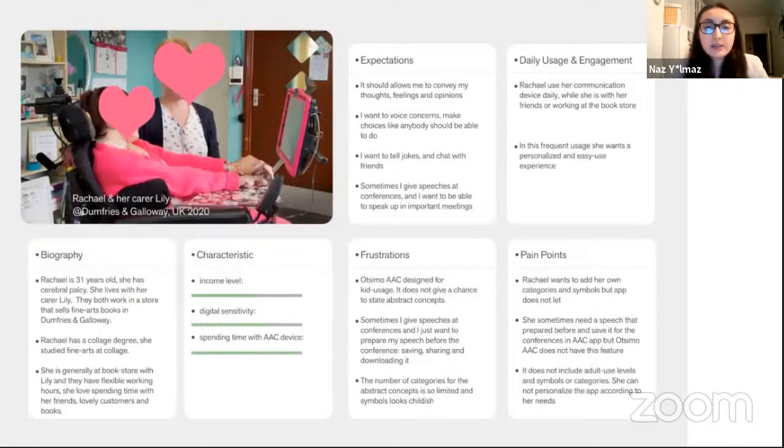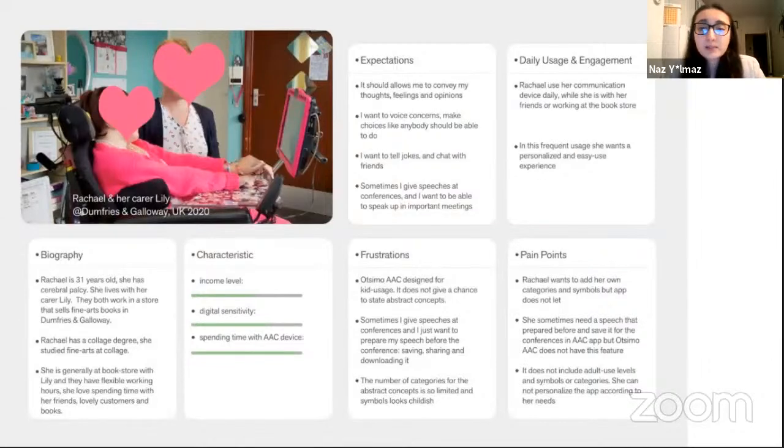Rachel and her carer Lily, as expectation: it should allow me to convey my thoughts, feelings, and opinions. I want to voice concerns, make choices like anybody should be able to do. I want to tell jokes and chat with friends. Sometimes I give speeches at conferences and I want to be able to speak up in important meetings. What is the frustration? Otsimo AAC is designed for kid usage. It does not give a chance to state abstract concepts.